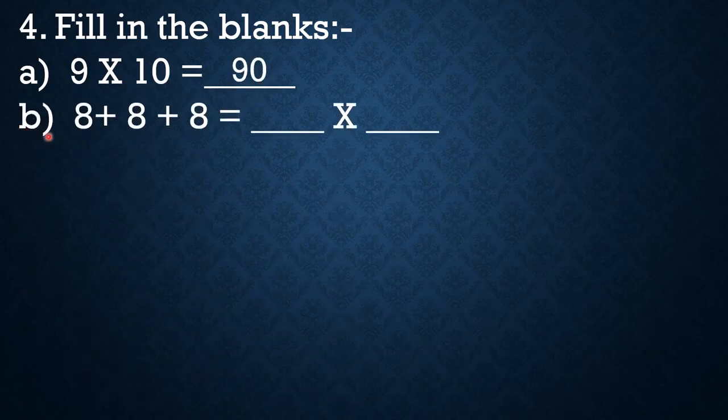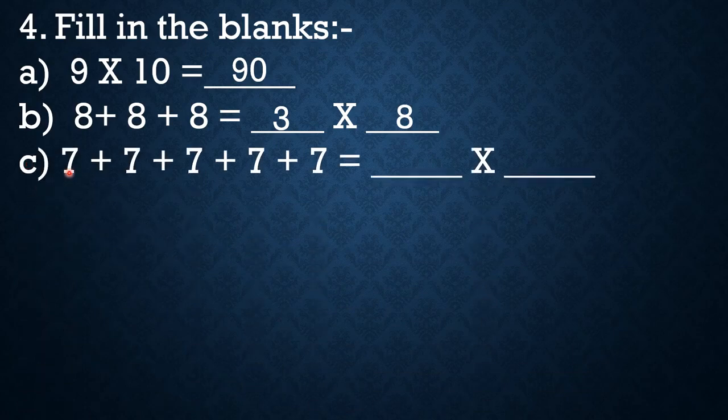Now in B part, it is given 8 plus 8 plus 8. So here you can see beta 8 is repeated. Every time 8 is repeated. Okay. And we have to write it in the form of multiplication. So here how many times 8 is repeated? That is 3 times. Okay. So we will write 3 here in this column and 8 here in this blank.